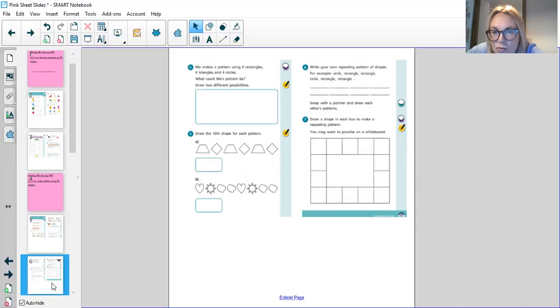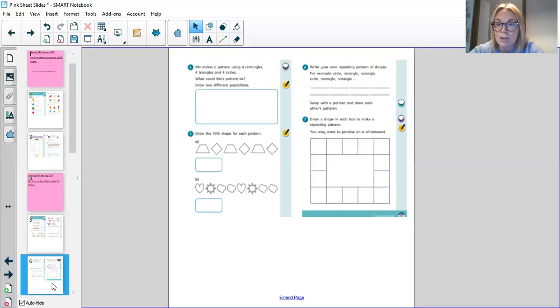And then finally, it says draw a shape in each box to make a repeating pattern. Okay, so go around those squares on the outside, just to draw a repeating pattern that may be made up of 2, 3, or even maybe 4 shapes. Okay, and so you might want to practice that first on a whiteboard or on a piece of scrap paper. All right, so that's your work from today.